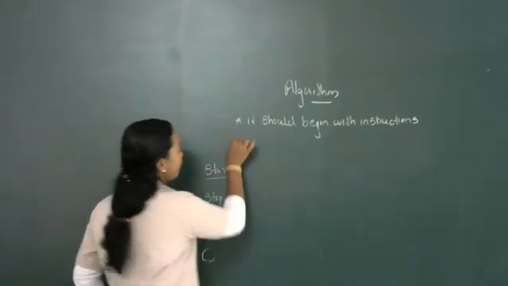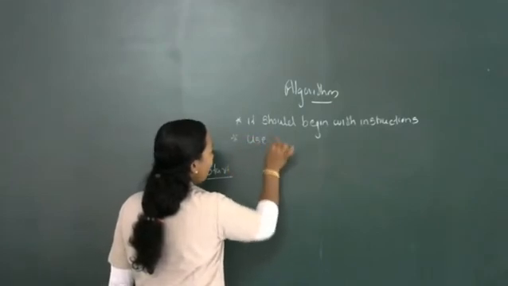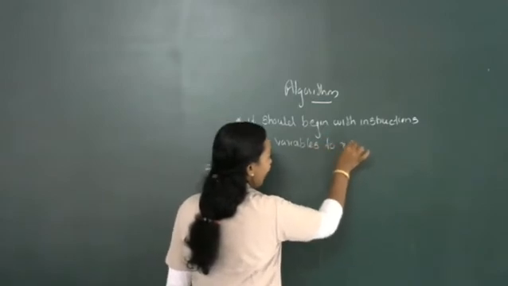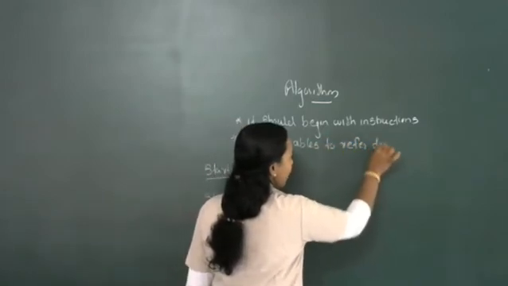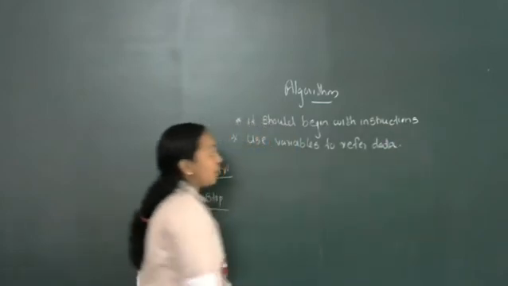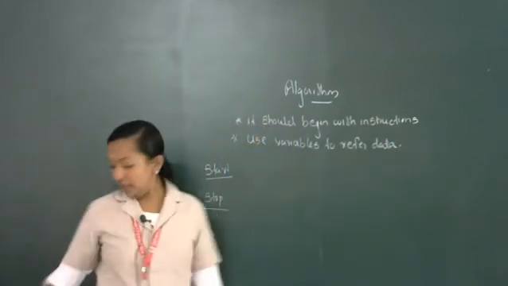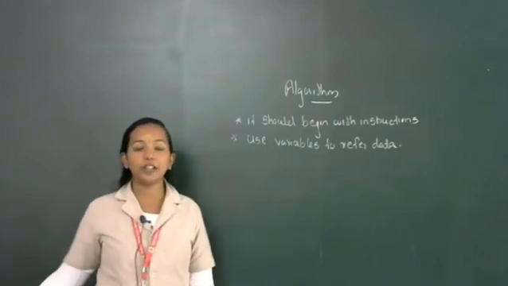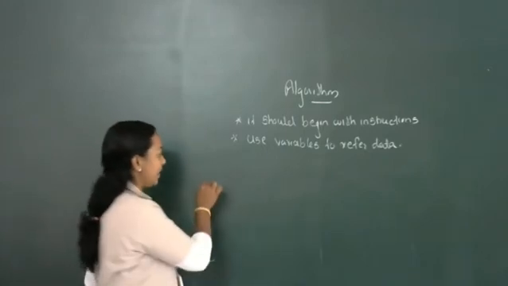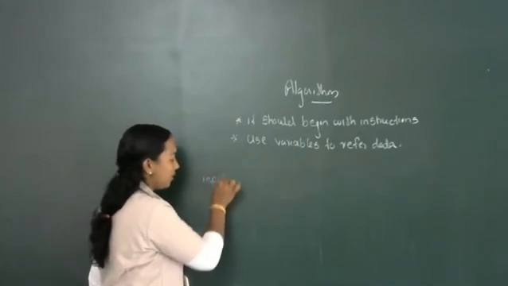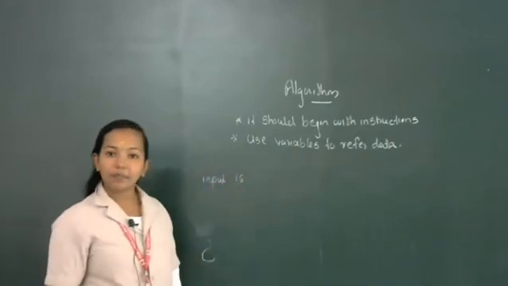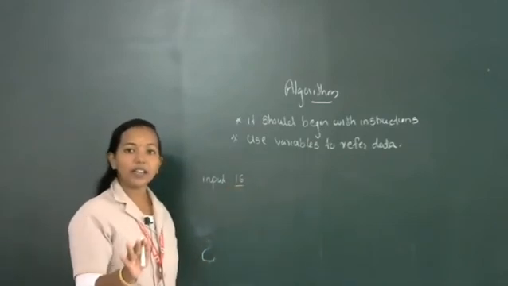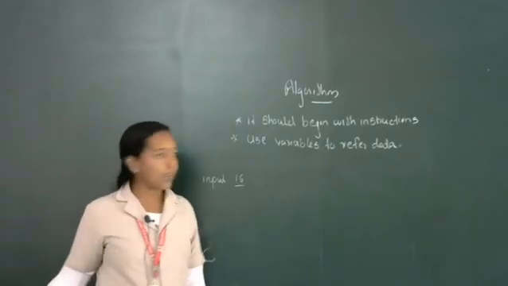Then the second characteristic: use variables to refer to data. For example, suppose I want to add two numbers. I want to write an algorithm to add two numbers. So I can write like this: input 16. Then what will happen? We can add a number only 16. So only one number, 16.